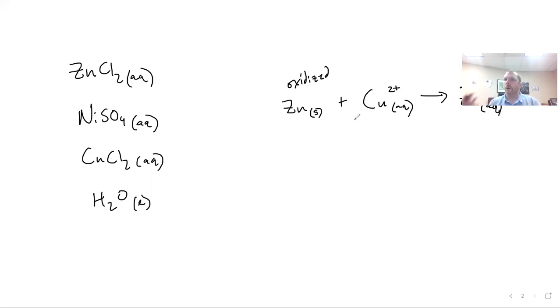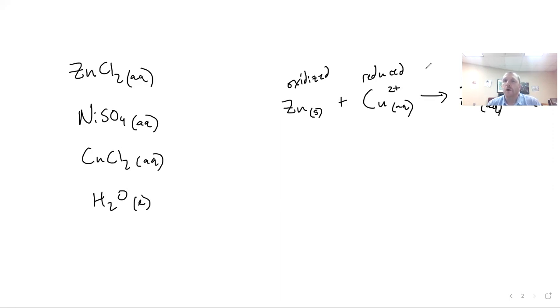Those two electrons, where are they going? Well, they're going to copper, and we're going to form CuS. Therefore, copper 2+, the copper cations, are being reduced. So what we're going to do is take these metals and mix them with these different solutions.